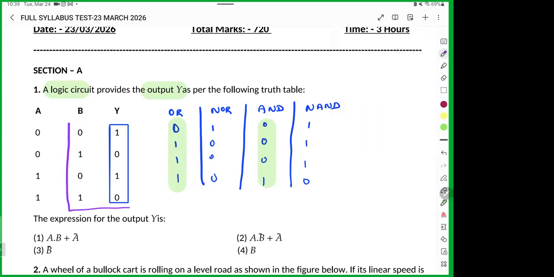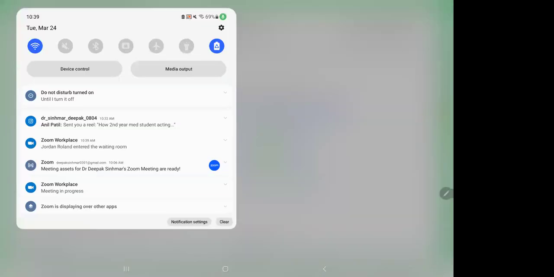Now if you compare these two, Y is the opposite of B. If B is 0, Y is 1. If B is 1, Y is 0. If B is 0, Y is 1. If B is 1, this is 0. Can you say it will be B inverse, the opposite?